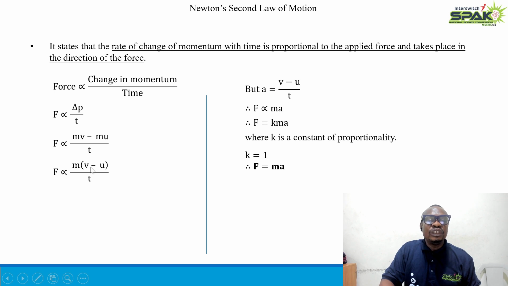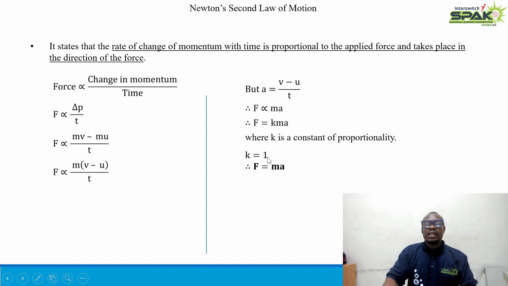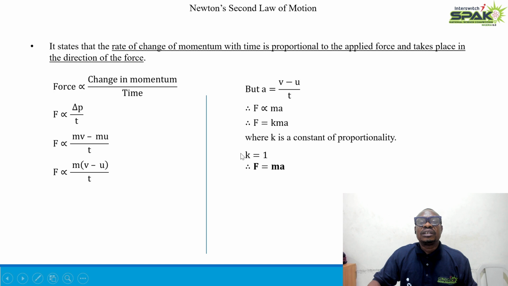What happened there? We simply substituted v minus u over t for a, and we now have it here, ma. So (v minus u) over t is a, which I've just substituted right here. Then when you equate this, I introduce my constant of proportionality, k, which is always 1. Then F is equal to ma. Okay, so let's move now to the next slide and see.